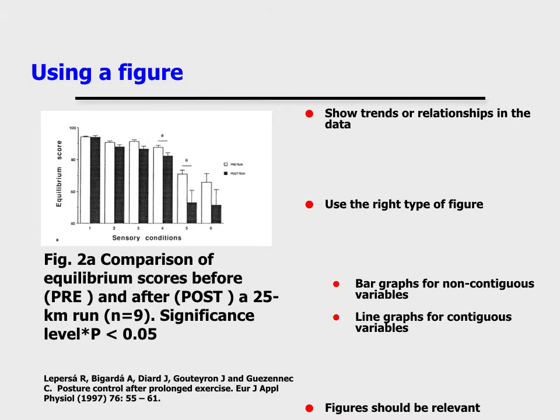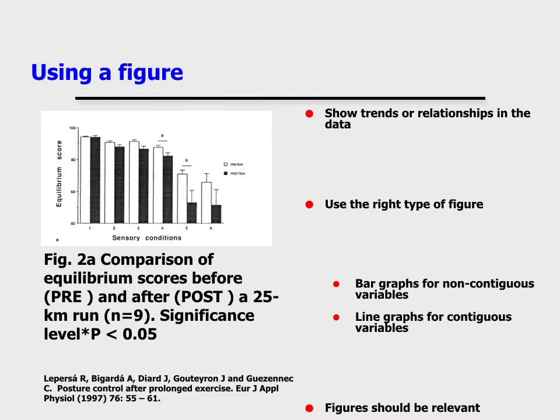Another example. Here is something that's showing a trend in the data. This is actually a comparison of equilibrium scores before and after a 25-kilometer run. Again, the significance is quite high. You'll notice these little T-bars here. Those T-bars are indicating the standard deviation. And the asterisk above that little line indicates that there's a significant difference between the white bar and the black bar, specifically under that line.